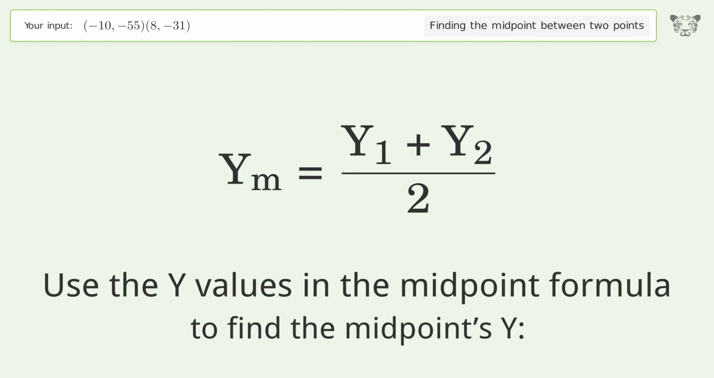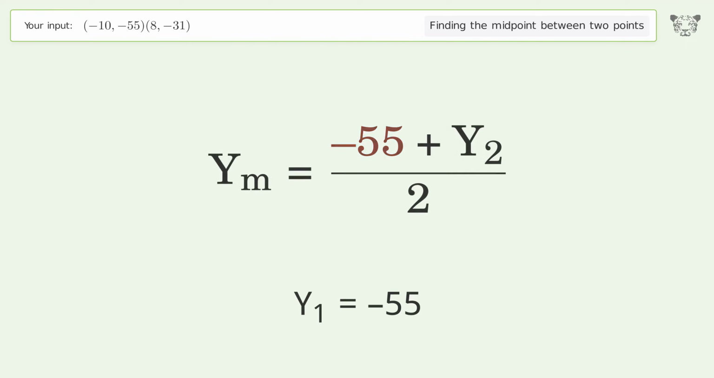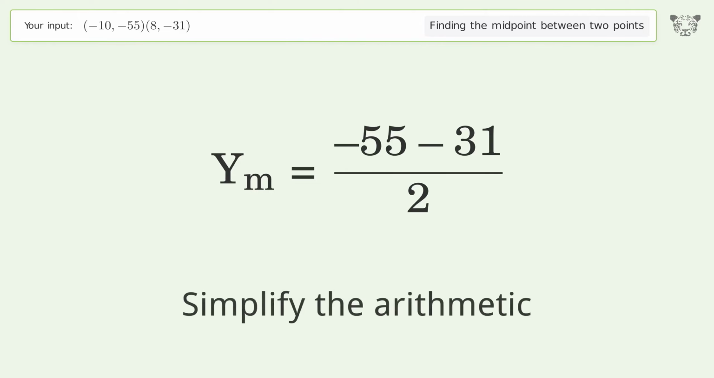Use the y values in the midpoint formula to find the midpoint's y. y1 equals -55. y2 equals -31. Simplify the arithmetic.